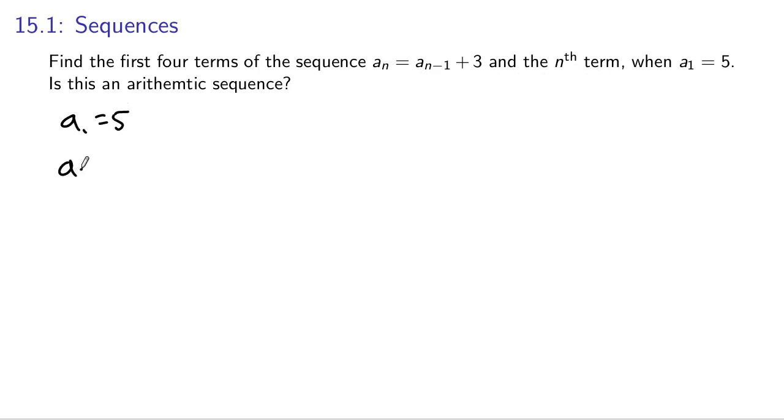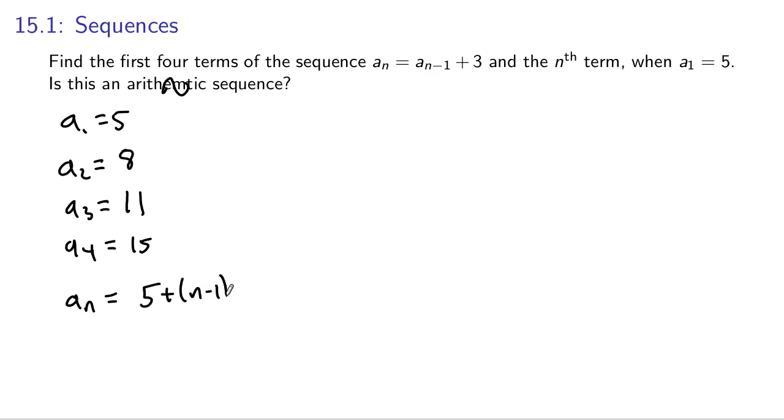So a sub 1 is 5, a sub 2 is, and this is why it's recursive, a sub 2 is a sub 1, 5 plus 3, which is 8. A sub 3 is 8 plus 3 is 11. A sub 4 is 11 plus 3 is 15. And the nth term then would be given by the same formula as an arithmetic sequence, because this really is arithmetic. Sorry, that's spelled wrong. So we would have 5 plus n minus 1 times the distance between, which is 3.